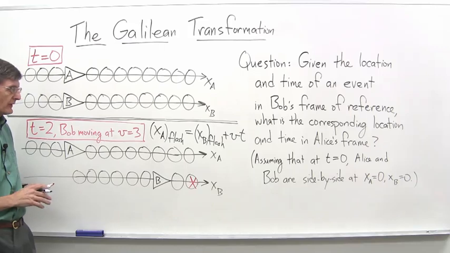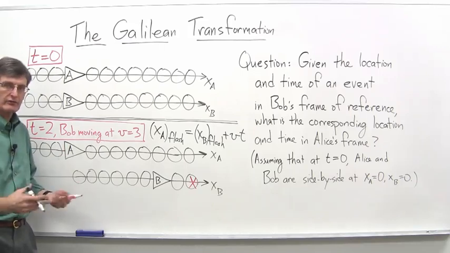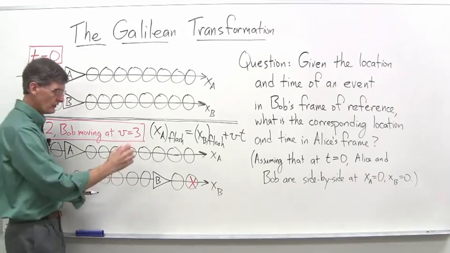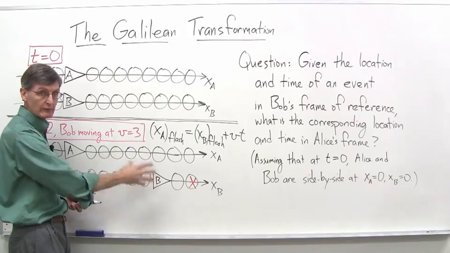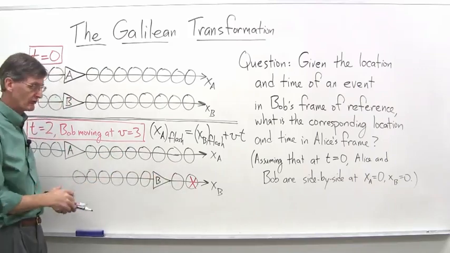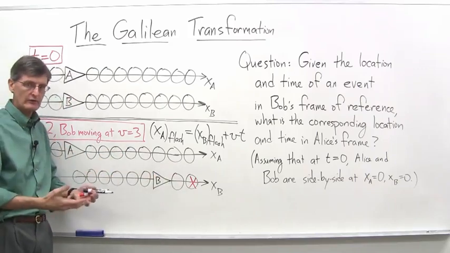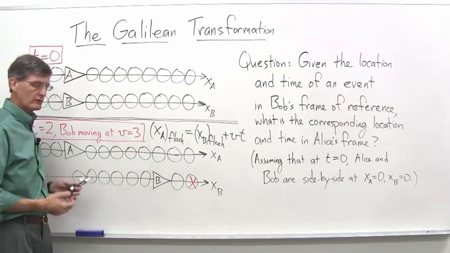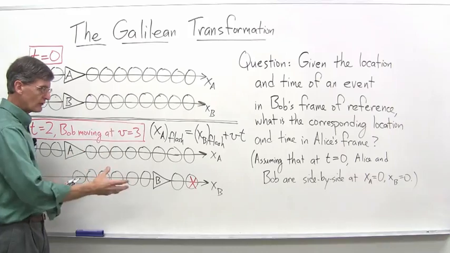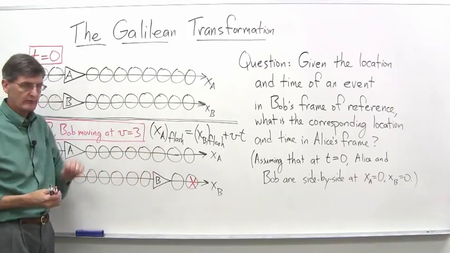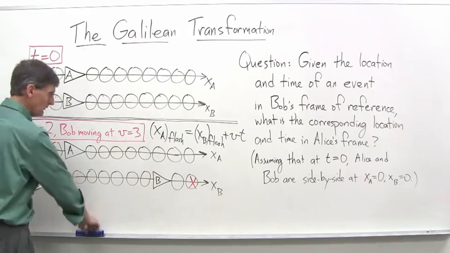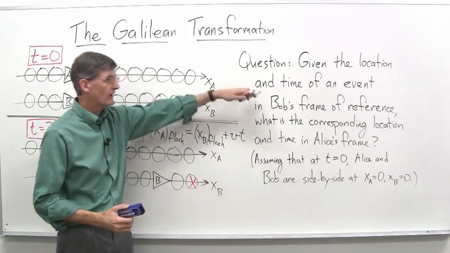Okay, so this is the basic so-called Galilean transformation. It's a transformation because it allows us to transform between Alice's frame and Bob's frame in terms of an event occurring. So if Bob measures an event on his measuring stick, as it were, and clocks, then we know that the position in Alice's frame of reference is given by this simple formula here. Let's erase our question again. So we've answered part of the question.